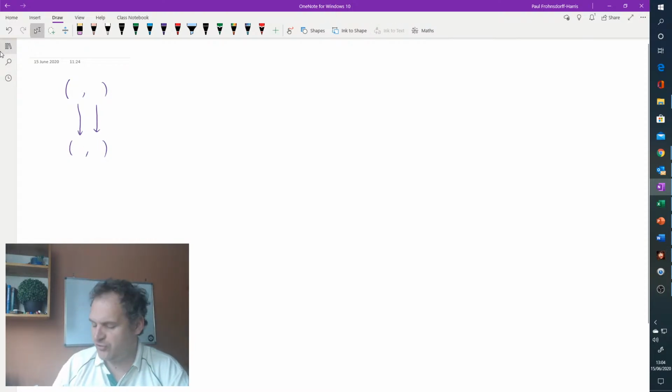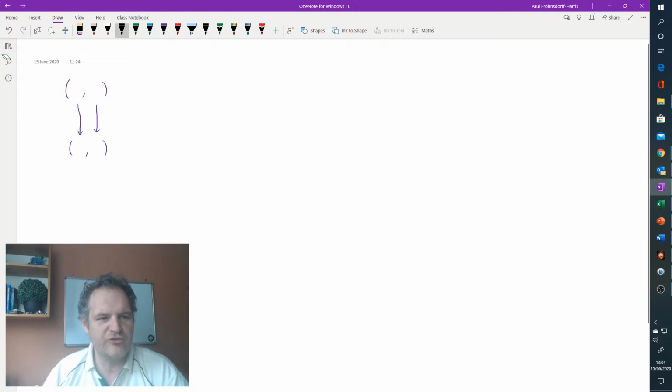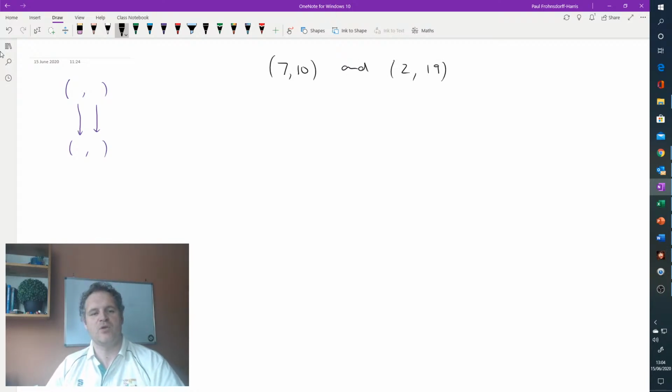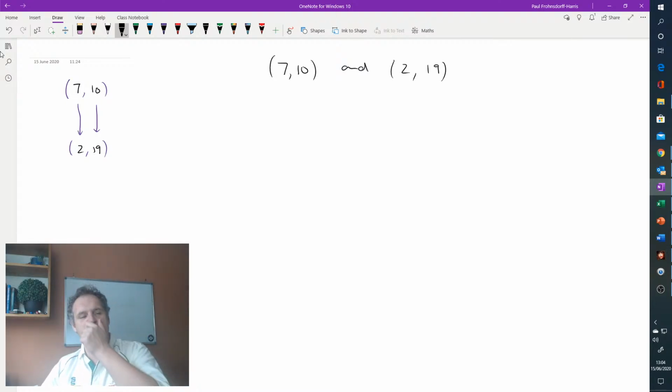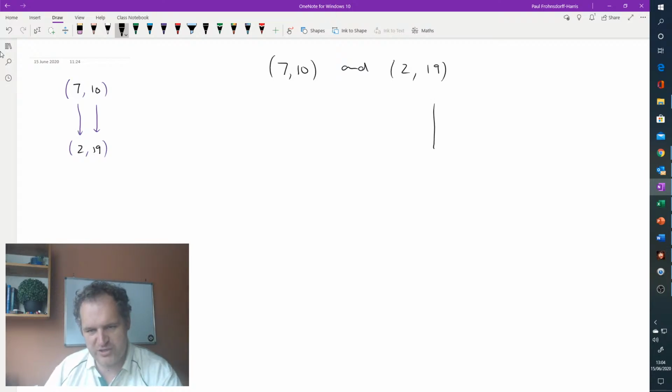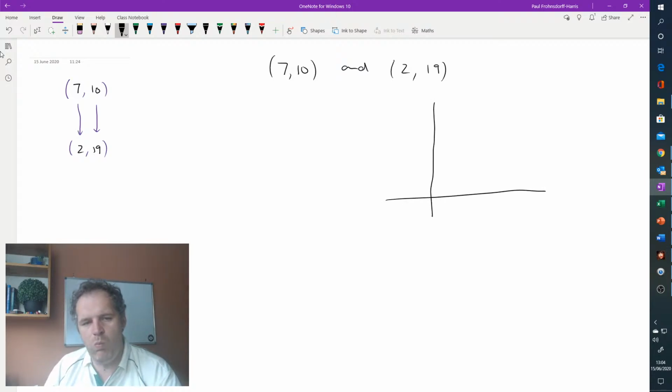So the question may now say, what is the distance between the point 7, 10 and the point 2, 19? So what we do, 7, 10, 2, 19. Now I did say to you earlier, because it's the distance between them, let's show a physical representation of this. 7, 10 and 2, 19.